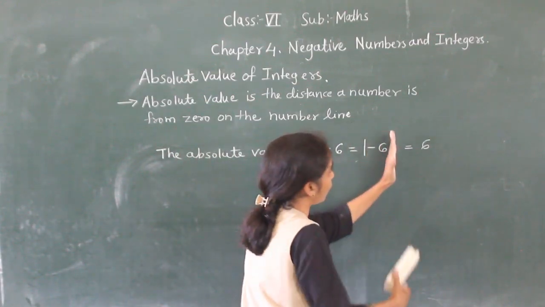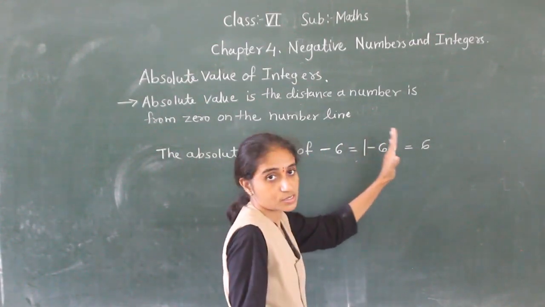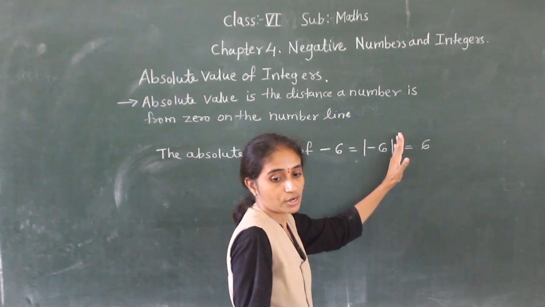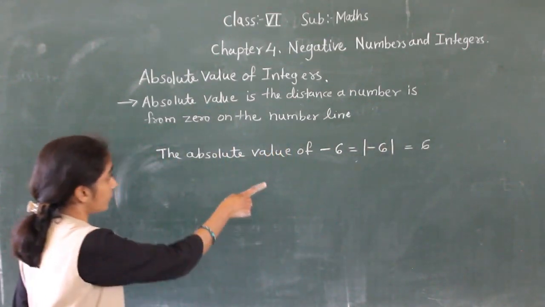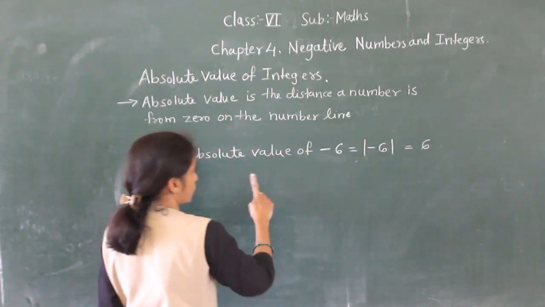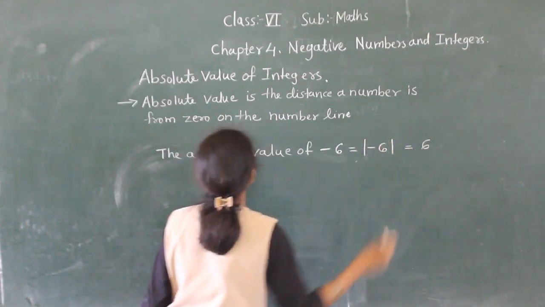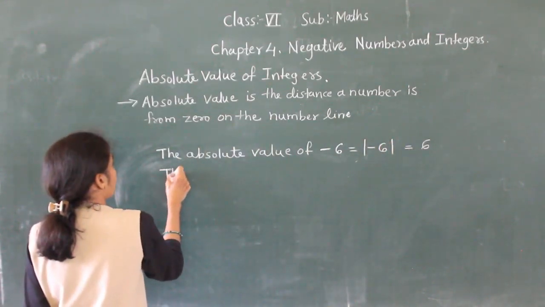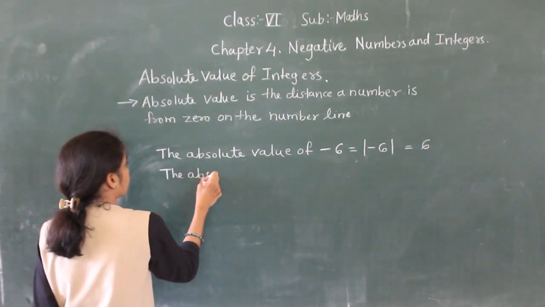We have to write it in this form. Okay? This is the symbol of absolute value. So how to write absolute value of minus 6 in this symbol? What is the absolute value of minus 6? 6.